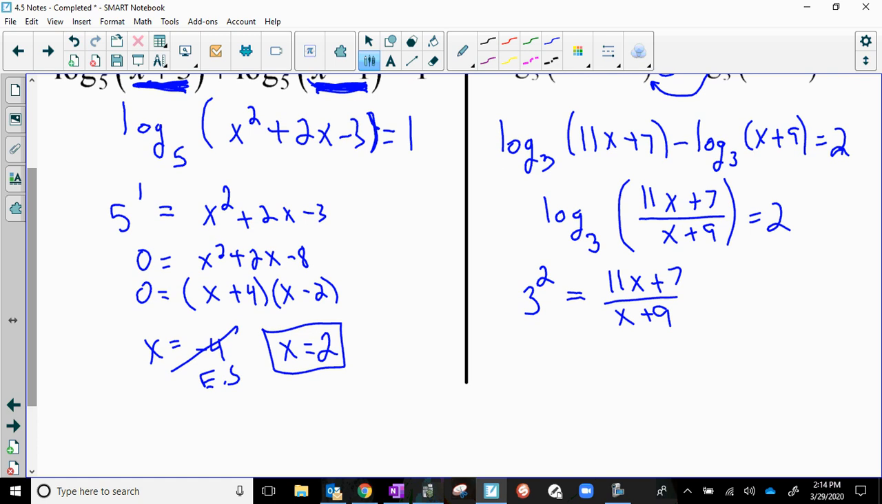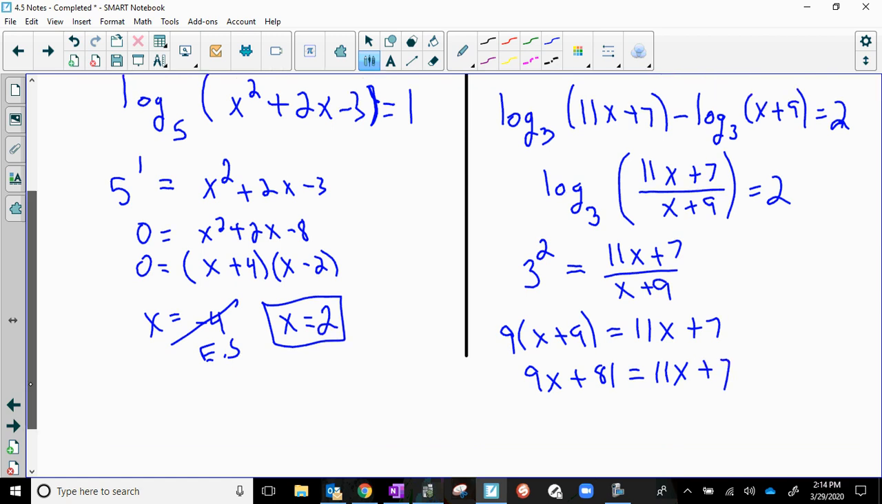All right, we're no longer dealing with a logarithmic equation. We're dealing with a rational equation. So let's clear our fractions. Let's multiply each side by x plus 9. So this is 9 times x plus 9 equals 11x plus 7. Distribute, collect like terms, and solve.